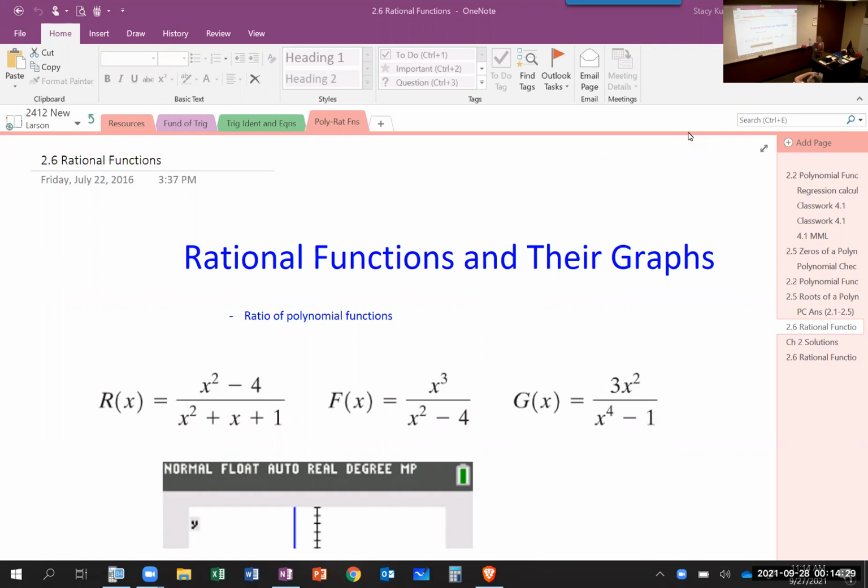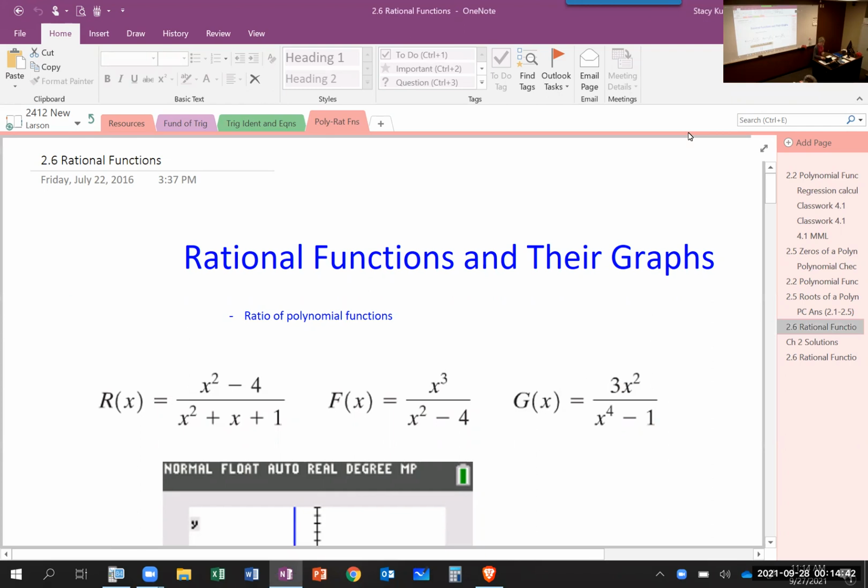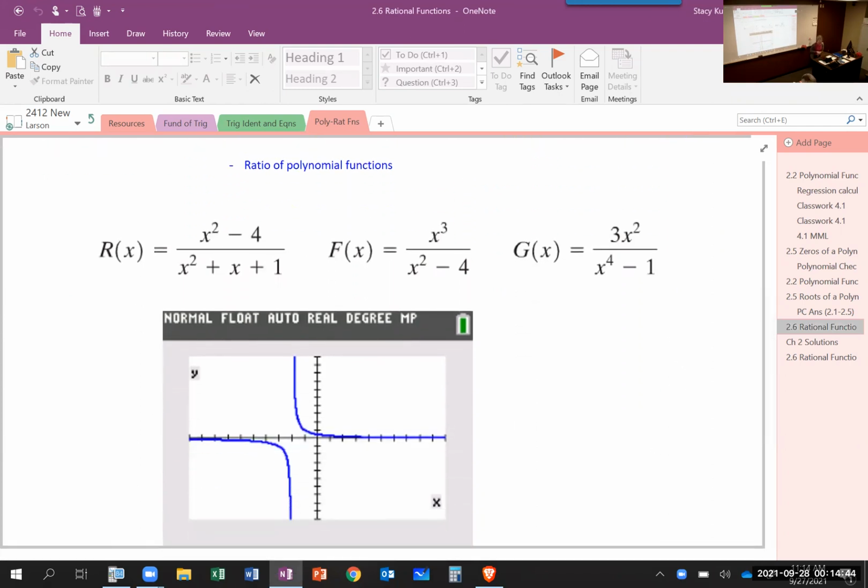Okay, so when we are talking about rational functions, right? A rational function is another category of functions that are somewhat related, I guess you could say, to polynomials, as it's really just the ratio of polynomial functions. So these are three examples of rational functions. Notice that you have a variable in the denominator, right? That's what is indicative of our rational functions.